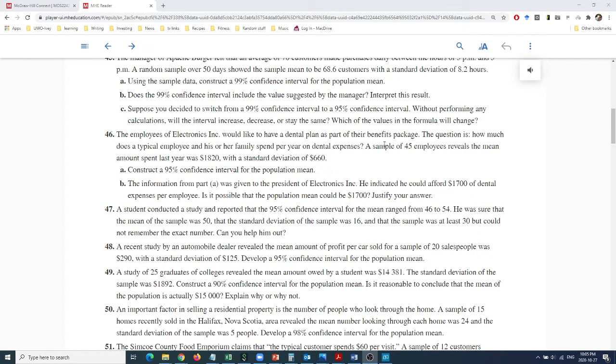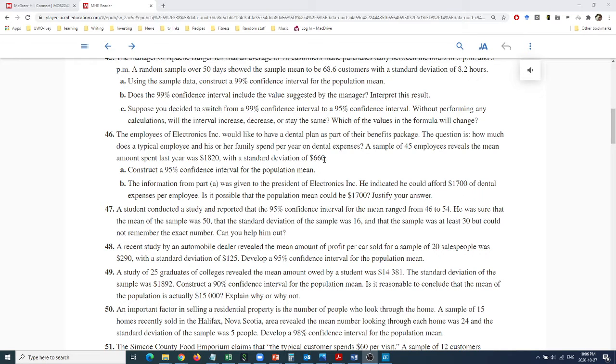Problem 46 is about an electronics company that would like to have a dental plan as part of their benefits package. The question is, how much does a typical employee and his or her family spend every year on dental expenses? They took a survey. N is 45, the mean amount spent was 1820, and the standard deviation was 660. The first question is to construct a 95% confidence interval.